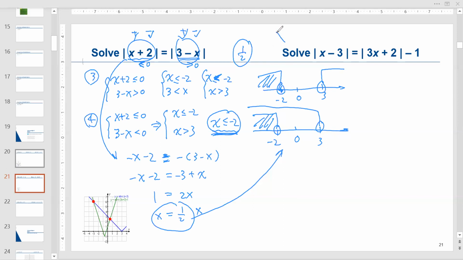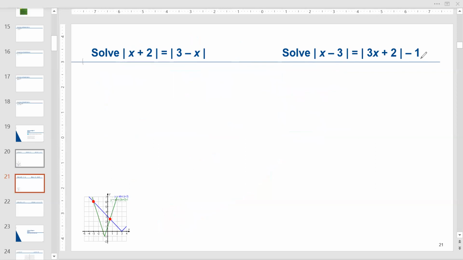Let's do this one right now. Let's do this one, okay? This one is even more challenging. Let me save this one, make sure you guys have it. So I clear the screen. Let's see this situation.